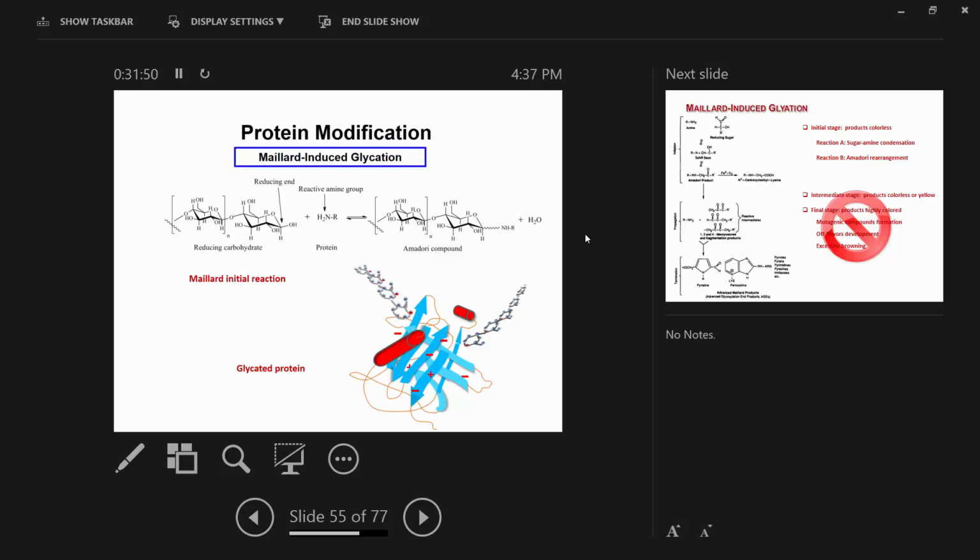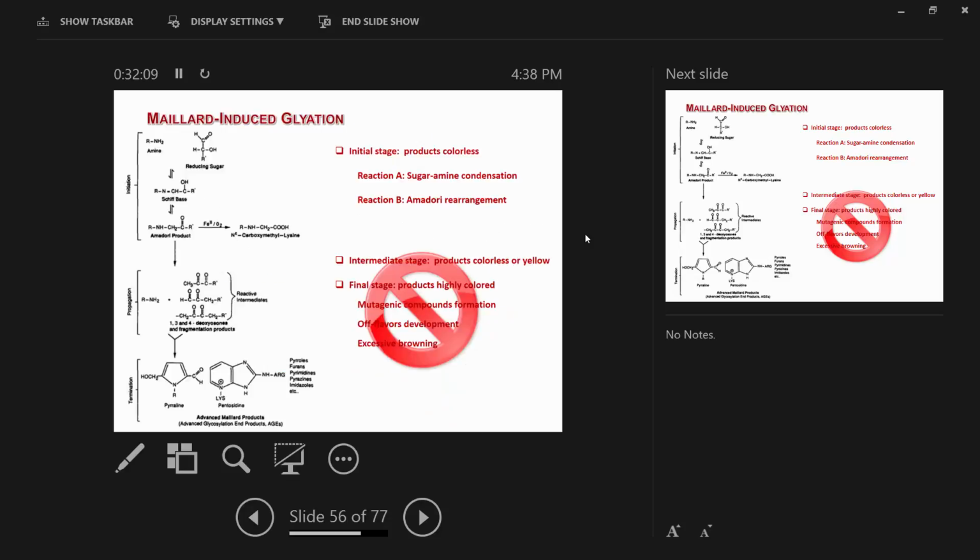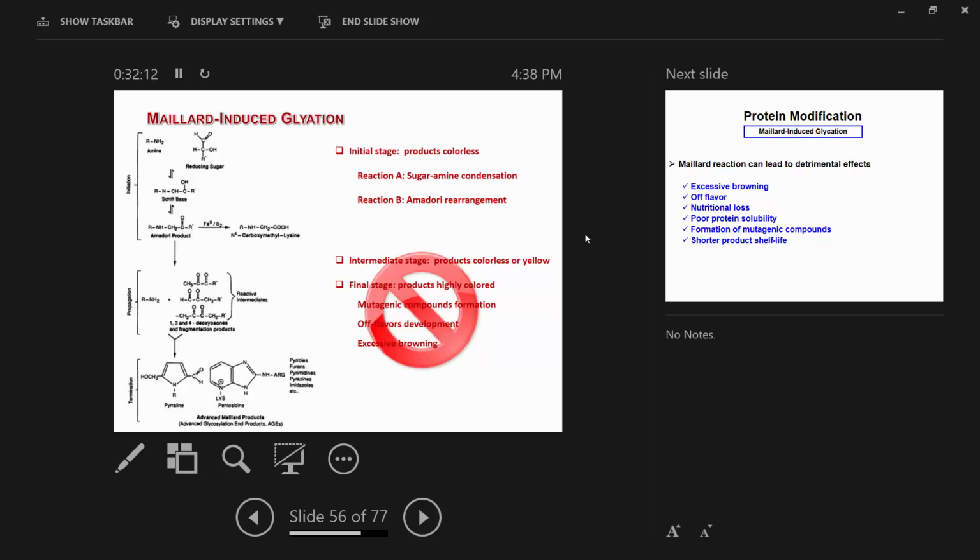The glycation occurs at an amine group that would be potentially positively charged. So the net effect would be increased net negative charge, because it's blocking some positive charges. So potentially you'll increase the net negative charge of your protein. Again, this is your wonderful complex Maillard reaction. I'm not going to go through that, but we are interested here in the initial stage. We do not want the reaction to proceed.